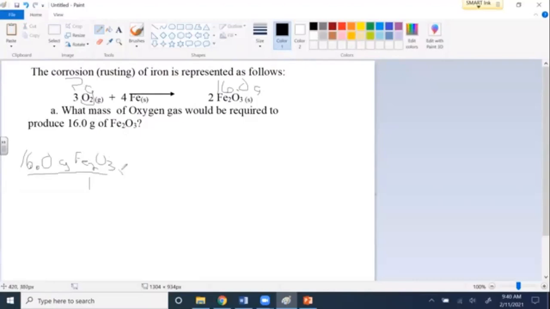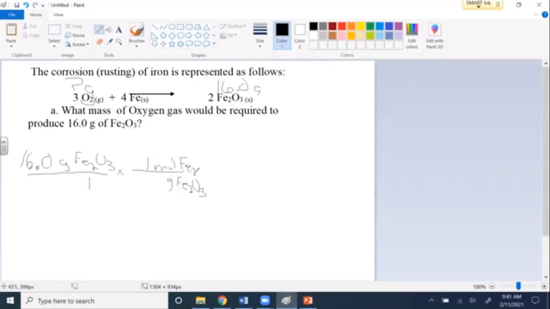To go to the moles known box, we're going to multiply by a fraction. The unit on top, grams Fe2O3, is going to go on the bottom of our fraction. If we look at our flow chart, it tells us that to go from mass known to moles known, we multiply by 1 mole over the molar mass. Okay, 1 mole over the molar mass.